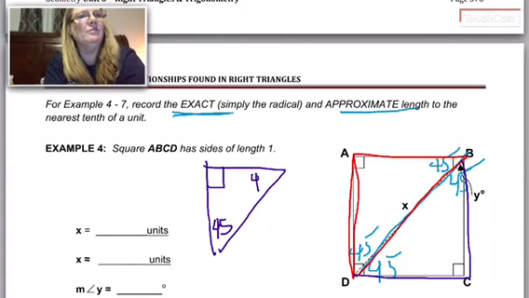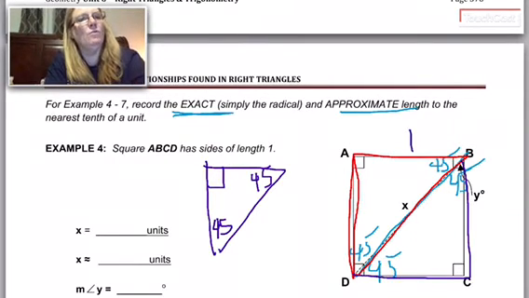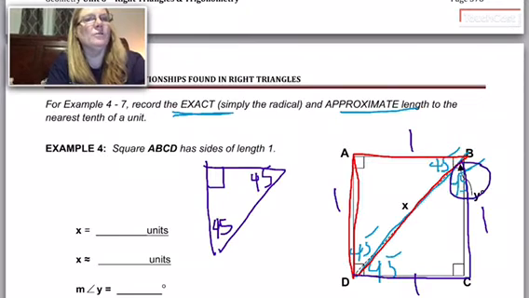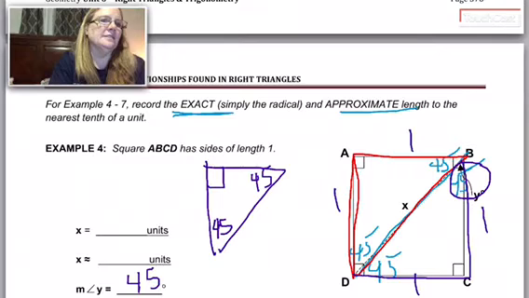Of 45, 45, and 90 degrees. Okay, so they say the square has a side length of 1. So these are all 1. Okay, so if we want to know what y is, it's 45, we have that. But we want to know what x is.